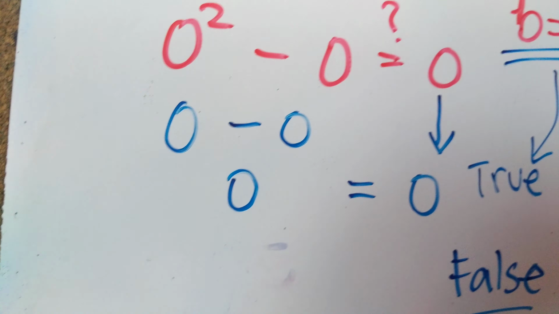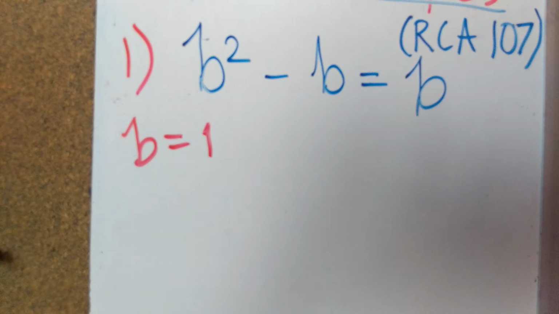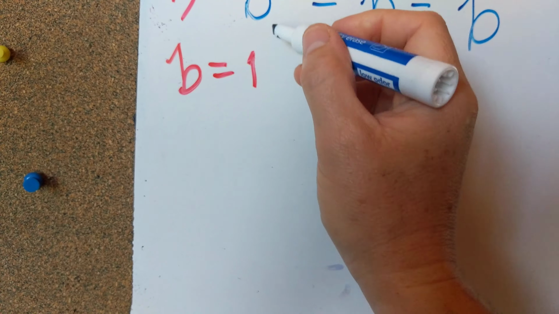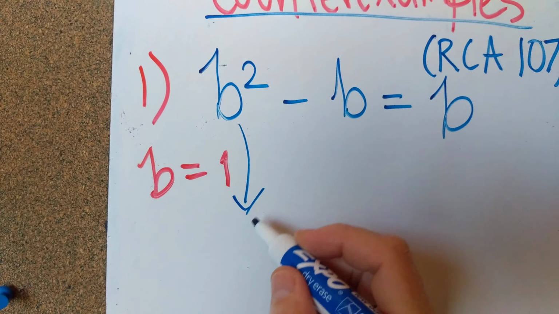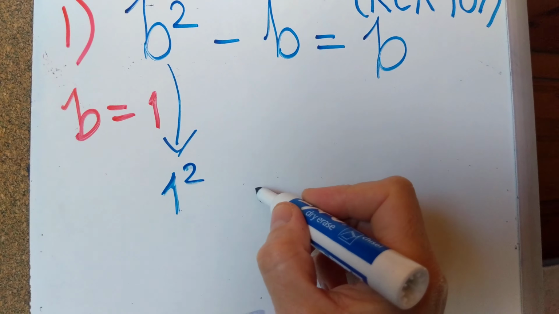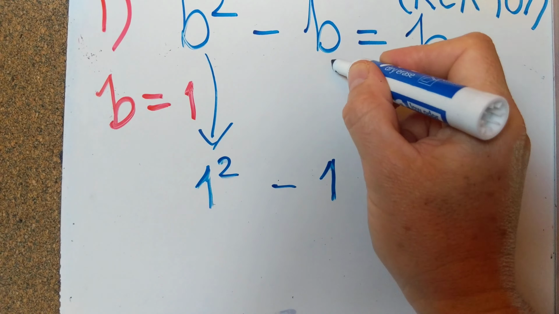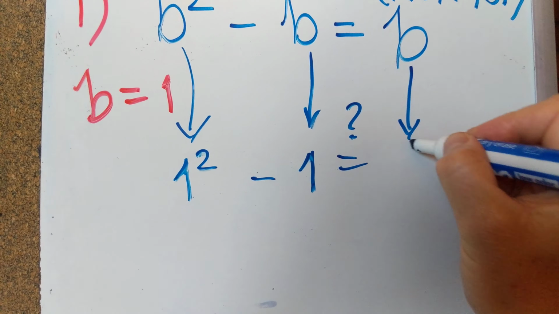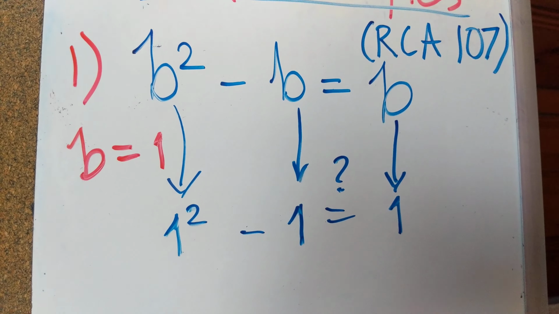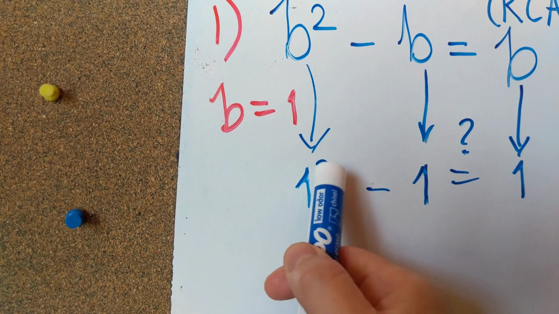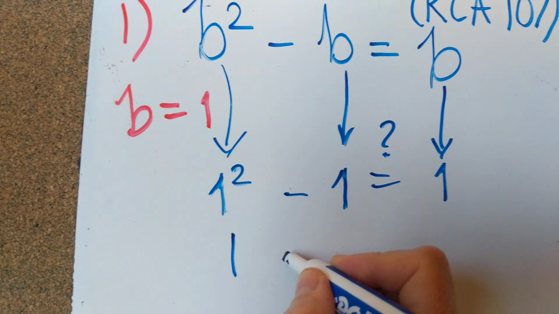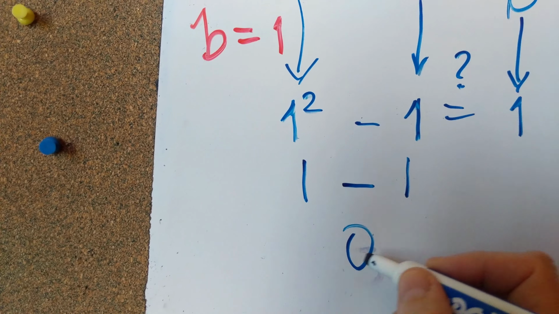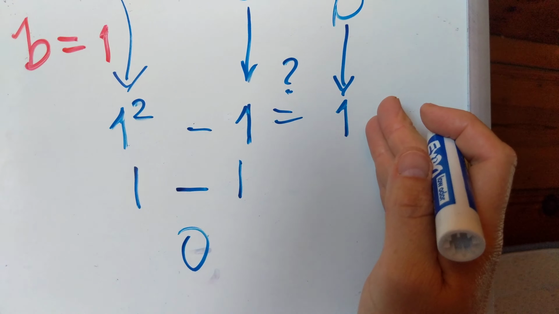Let's choose another number for b. Okay, so this time I chose b equals 1 because b equals 0 didn't work. So if b equals 1, then what I have here is 1 to the second power minus 1, because this b becomes 1, and that should equal, and I don't know if that's true or false, 1. Alright, so let's operate. 1 squared is 1 times 1, which is 1, minus 1. How much is 1 minus 1? It is 0. So you got 0 on the left side. Let's see what we get on the right side.